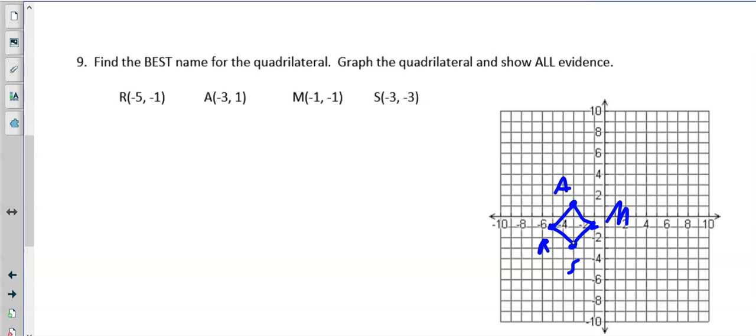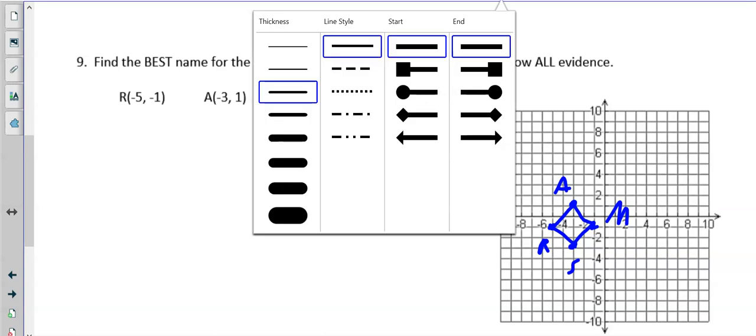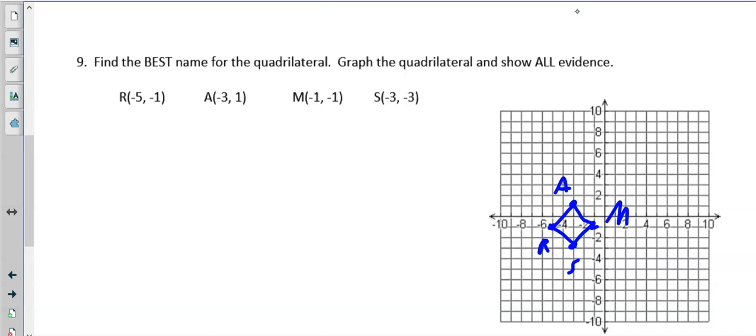Okay, so this looks like it could be a square or a rhombus, right? Which means besides just proving parallel sides and right angles, we are going to have to do the distance formula and slope, because we need to prove if it's a rhombus, and if it's a rhombus, we also need to prove if it's a square. So this one's going to require a little bit more work. We're going to do the distance formula. Let's do the distance of AM first.